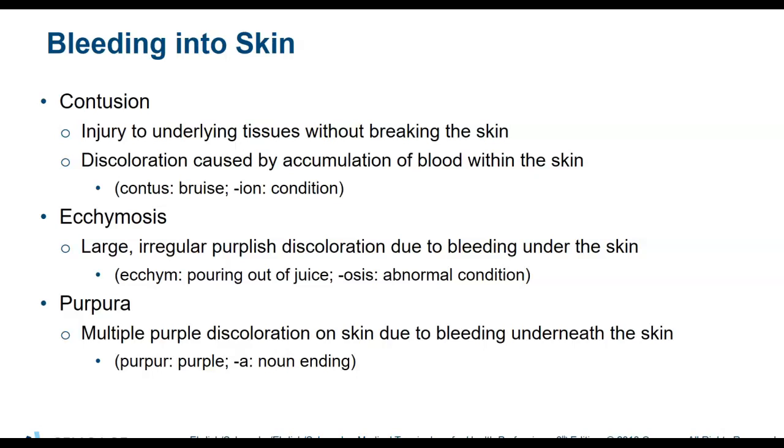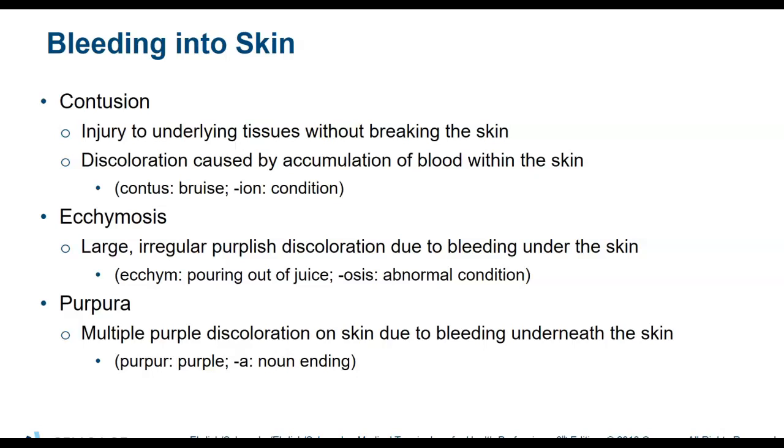Ecchymosis is different than just a tiny little bruise. Ecchymosis is a large, irregular, purple discoloration, and it's like a major bruise. We're talking about ramming your arm in the door, or being in a car accident where you have trauma up against the skin. These are the big, ugly looking bruises that we get.